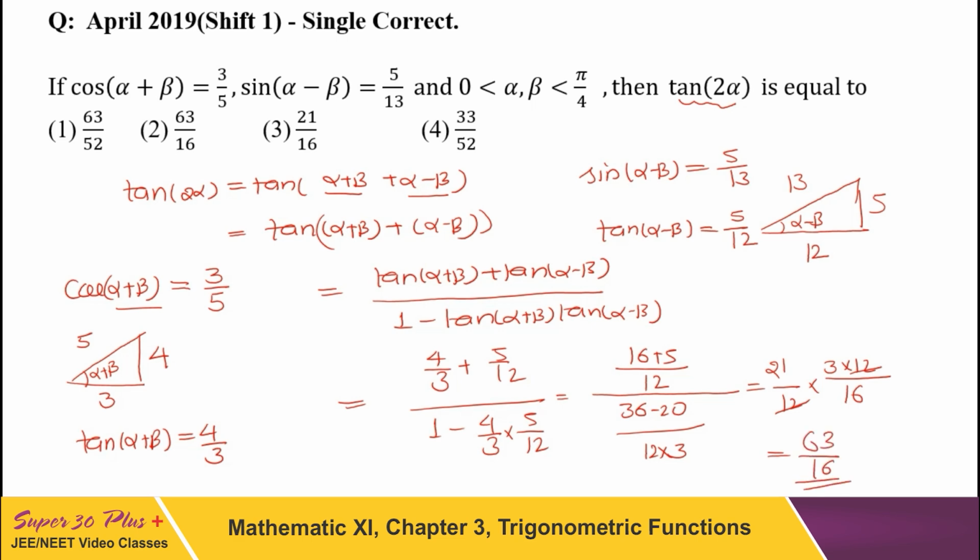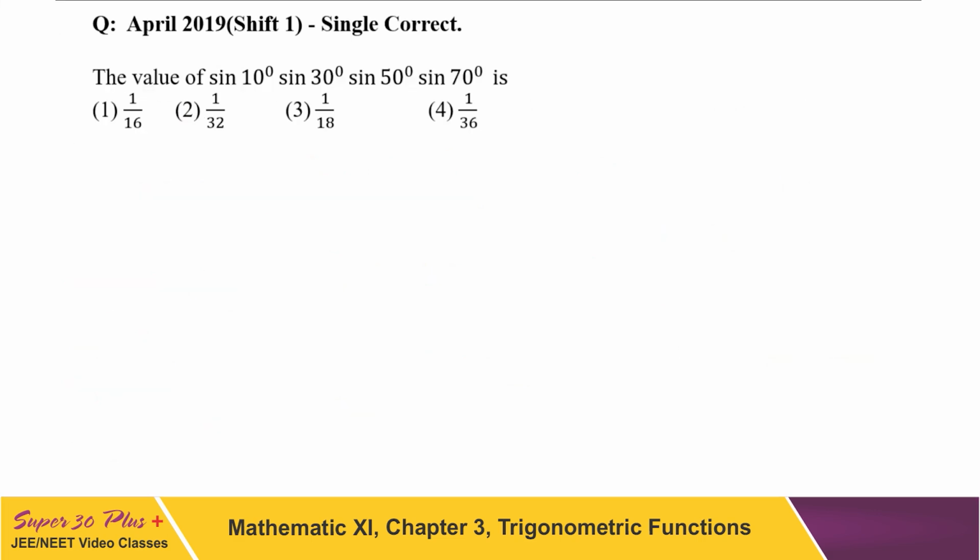This is our answer. Option 2 is the correct answer, and this question came in the JEE main examination April 2019 shift 1 in single correct category. Students, let's see one question. Find the value of sin 10 degree, sin 30 degree, sin 50 degree and sin 70 degree. It is a very famous question, you can say.